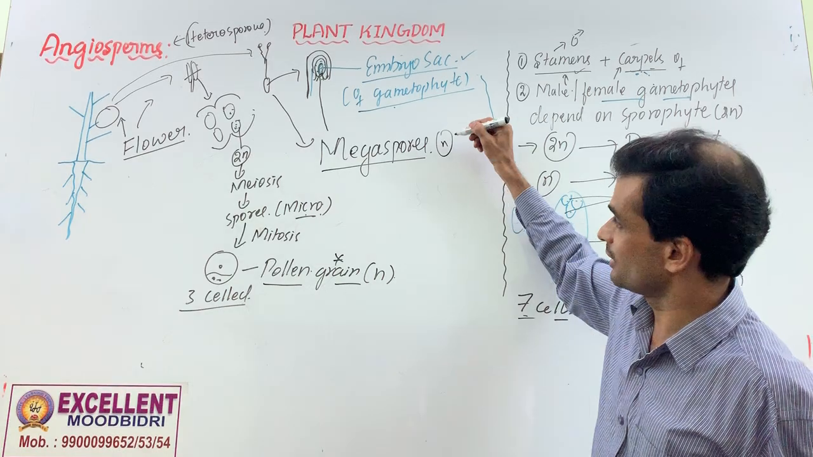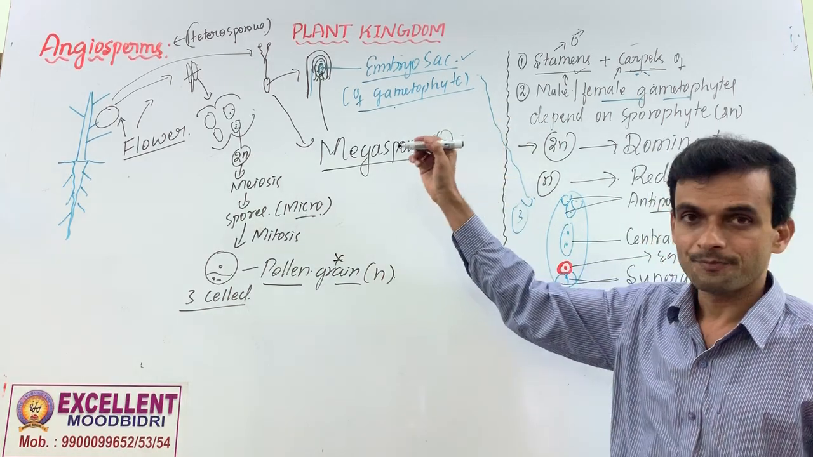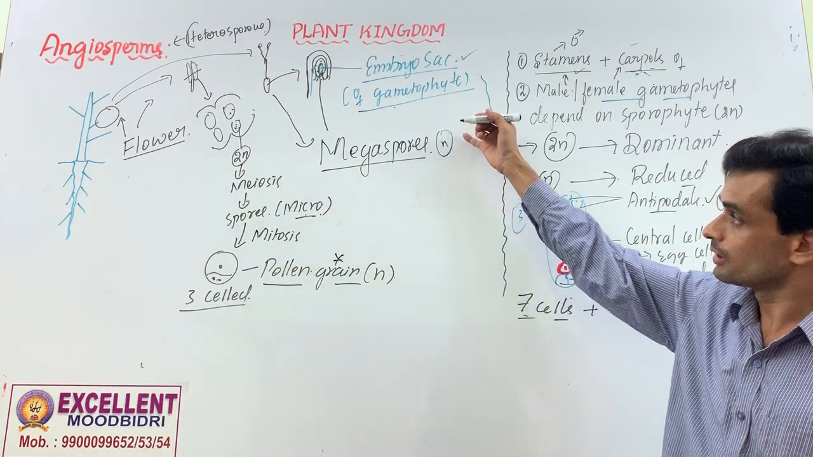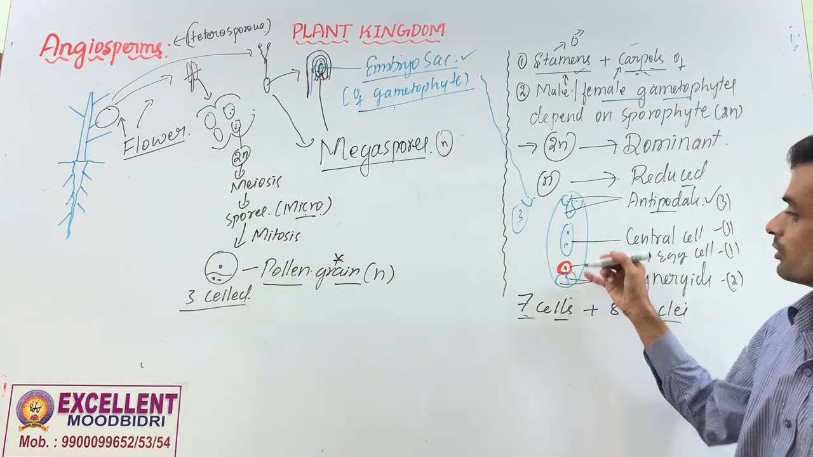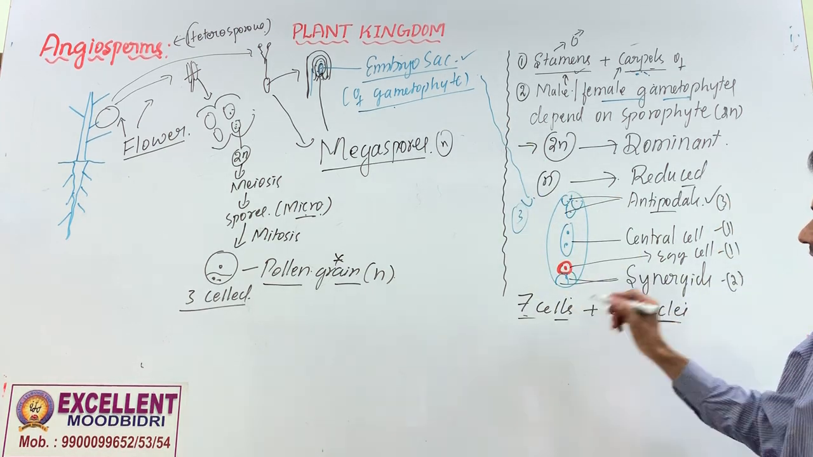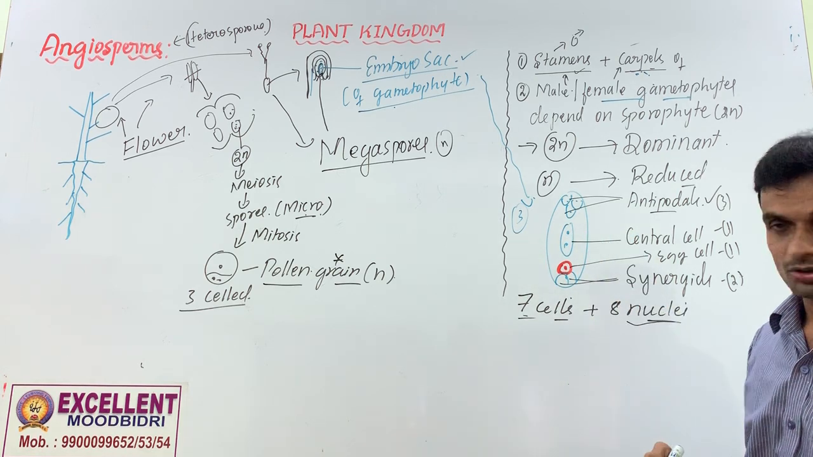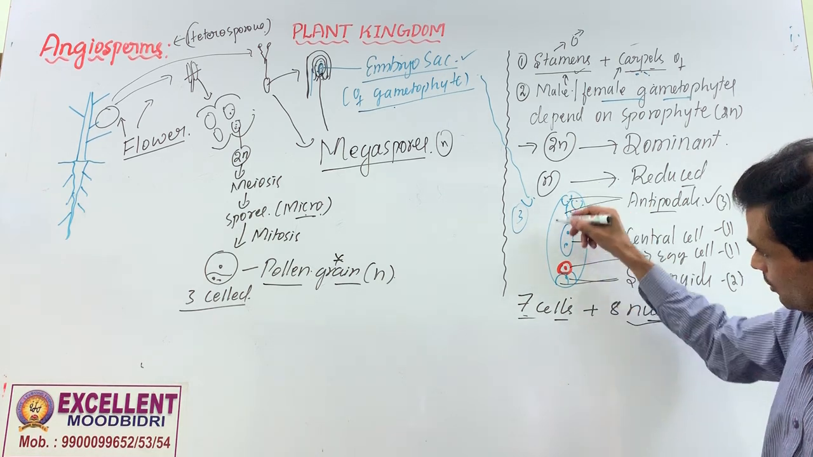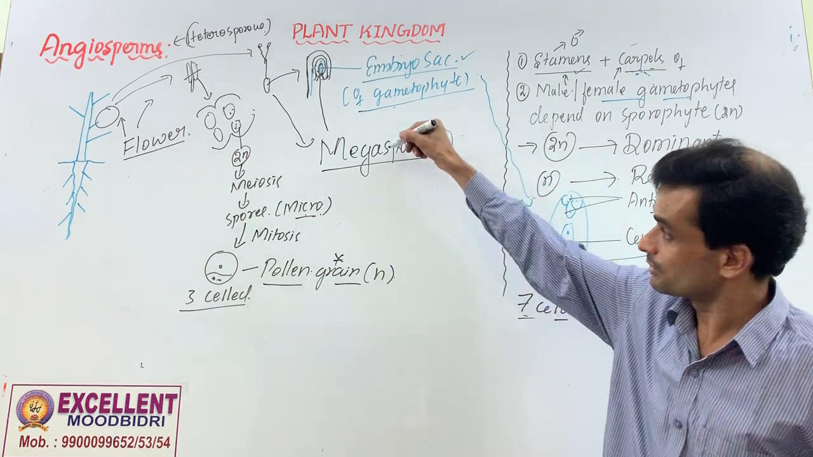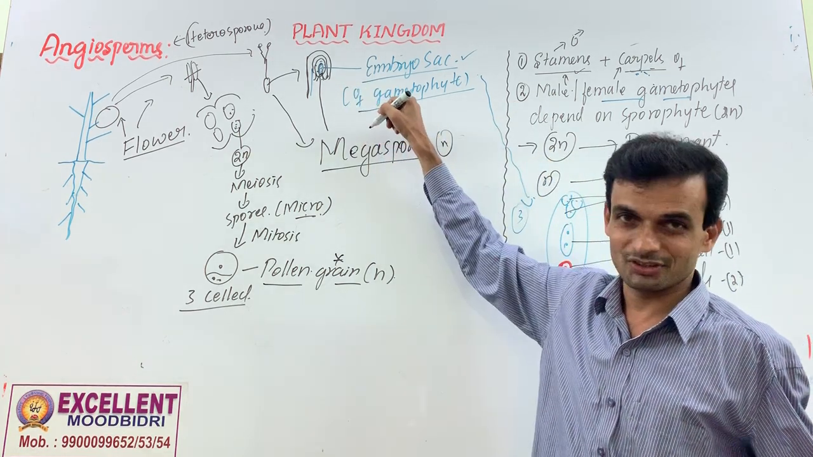Initially it will have 1 nucleus like this. Megaspore, 1 big one. Okay. After first round of mitosis, you will get 2, then 4, then 8. Okay, 8 nuclei, but 7 cells. Because these 2 nuclei are present in 1 cell. Understood? So, however, the 8 nuclei form from 1 nucleus, from 1 megaspore, after meiosis, from 1.